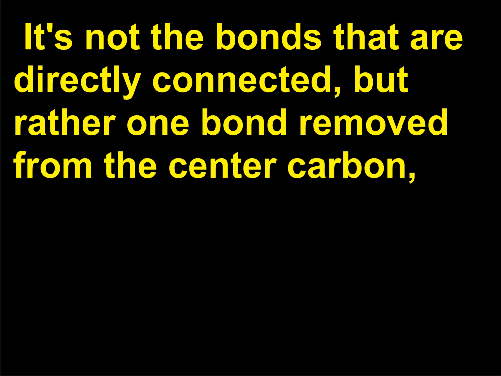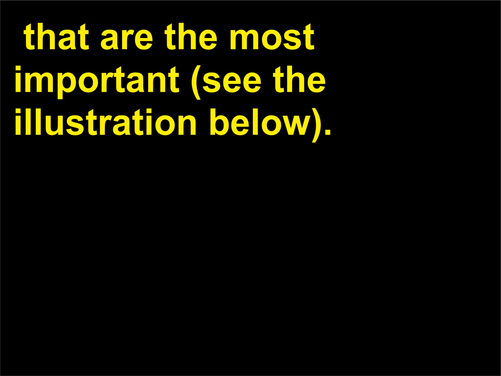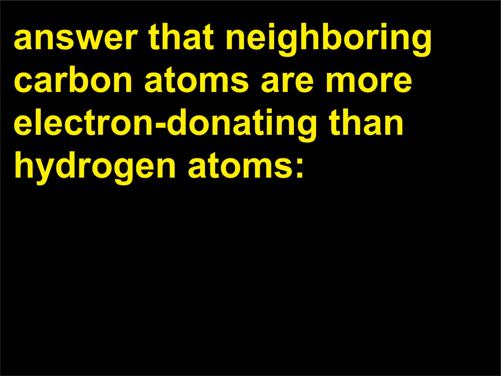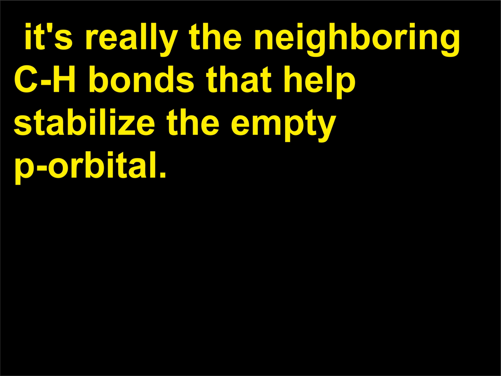It's not the bonds that are directly connected, but rather one bond removed from the center carbon, that are the most important. See the illustration below. At the simplest level, this provides an explanation for the statement in the previous answer that neighboring carbon atoms are more electron donating than hydrogen atoms. It's really the neighboring C-H bonds that help stabilize the empty p orbital.